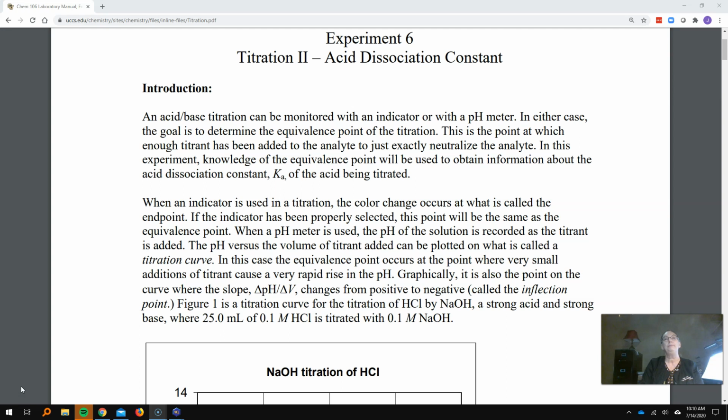You're going to do a similar lab for yourself as well. Hopefully you'll be in the lab to do that, depending on our situation in class. And you'll be doing the same process. So this will be a good introduction for you to how to do the vinegar titration lab.